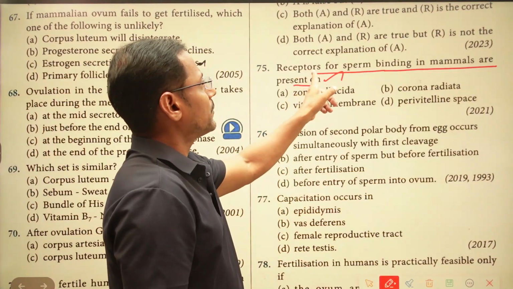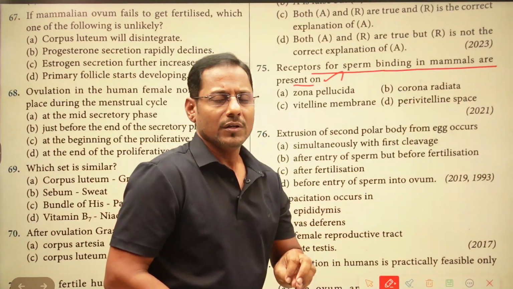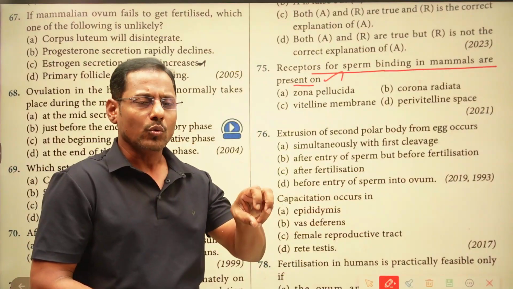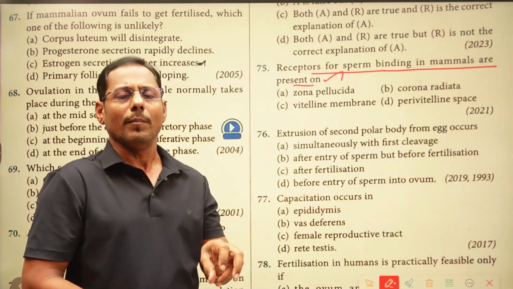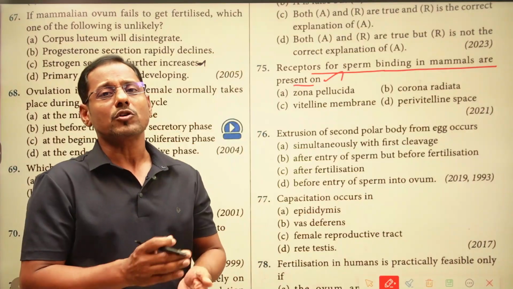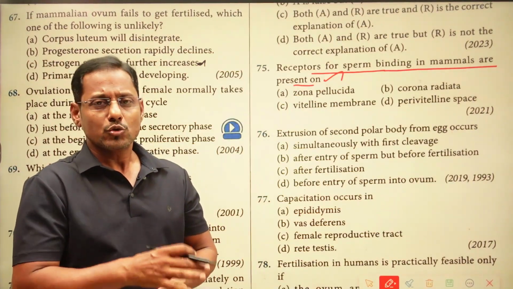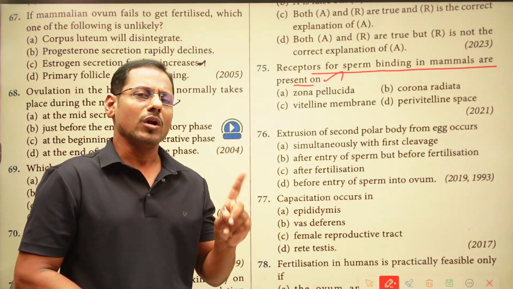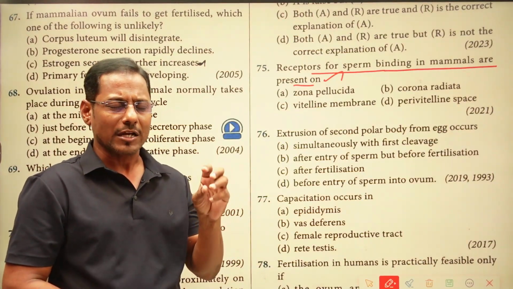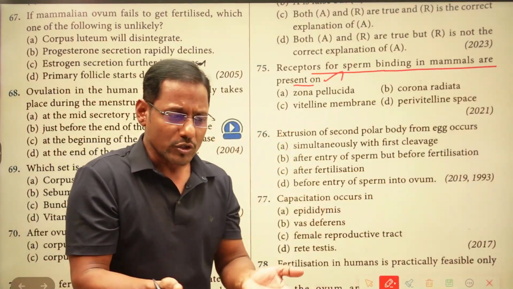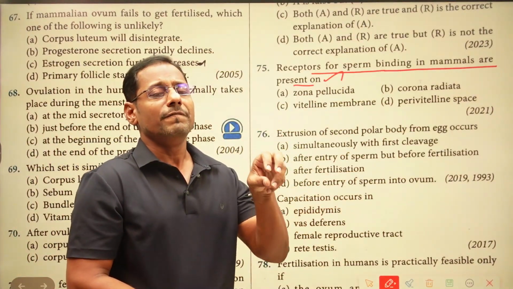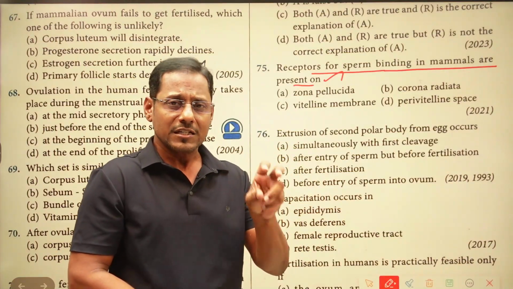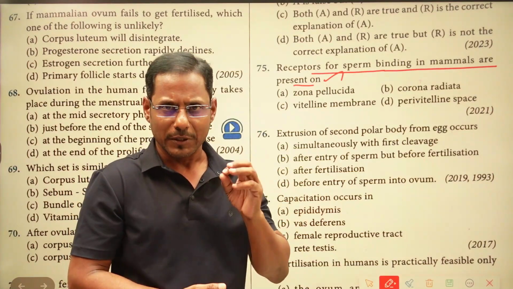So, let us see the receptors for sperm binding. If a sperm wants to attach to a particular part of the ovum, it should have some kind of receptors. These receptors are present in the zona pellucida, where the sperms are going to be attached. Not only one sperm, actually, so many sperms are going to be attached, but the first sperm which attaches to the zona pellucida, only that sperm's head enters into the cytoplasm of that particular ovum.